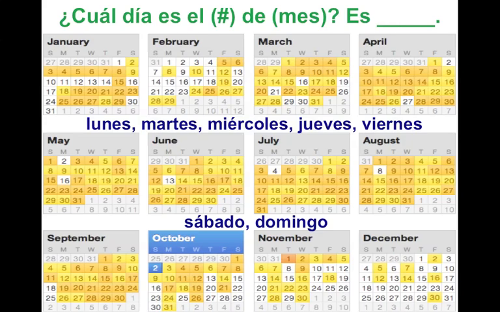¿Cuál día es el 27 de mayo? Es viernes. ¿Cuál día es el 17 de noviembre? Es jueves. The 17th of November is Thursday.